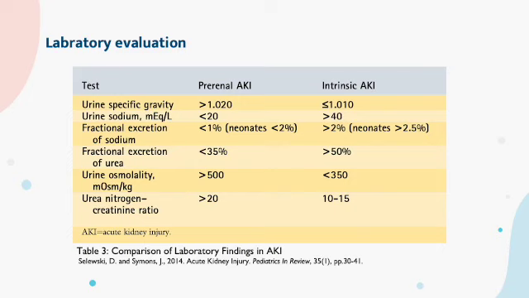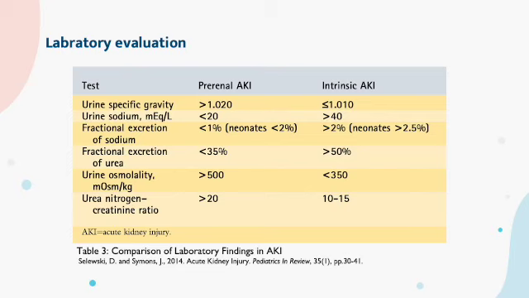Another test that has been used to differentiate pre-renal AKI from ATN is urine osmolality. In pre-renal AKI, due to a normal response to reduced renal perfusion, there is a production of concentrated urine with urine osmolality more than 500. In ATN, due to the loss of the concentration ability of the nephron, urine osmolality will be reduced to less than 350.